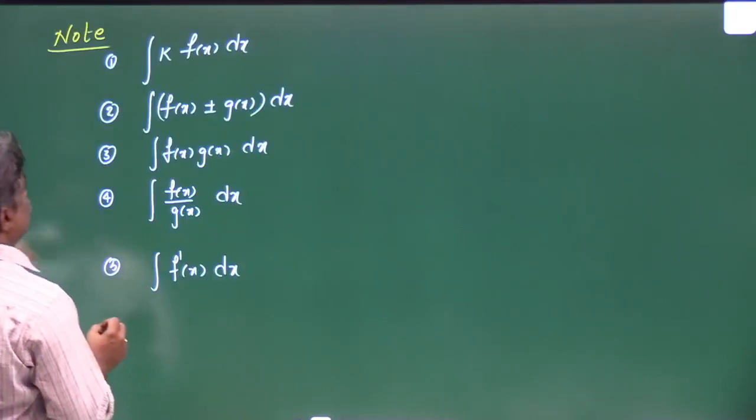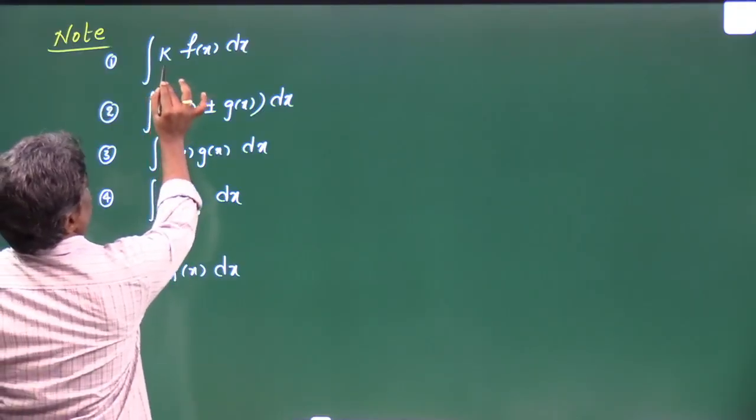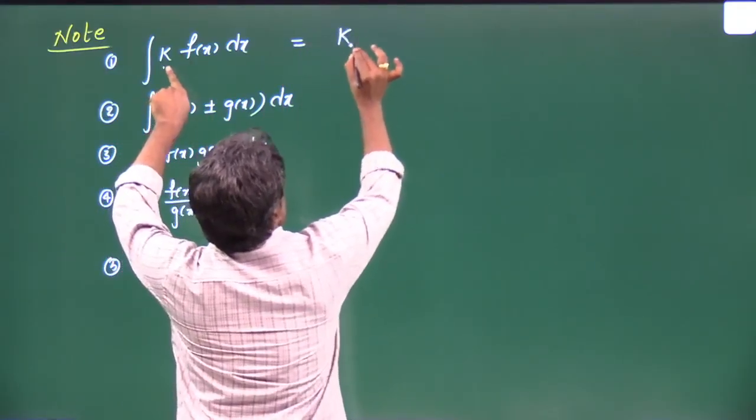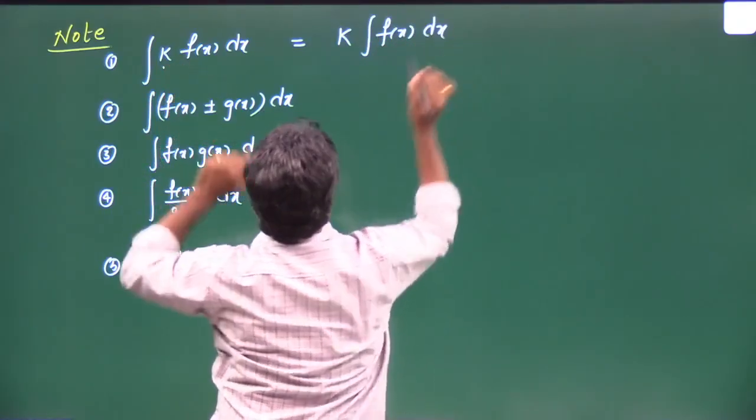Now let us see some basic questions here. So before going to start this, let me state these rules. Whenever you have integral of some constant times f of x dx, then simply you can write this constant k outside, k times integral f of x dx, no issue.